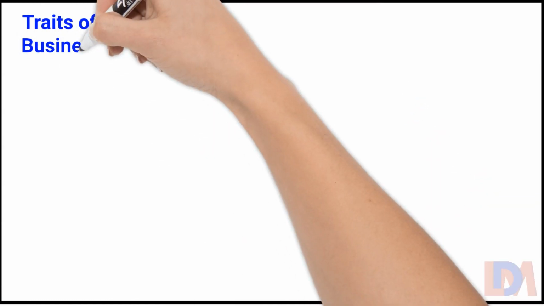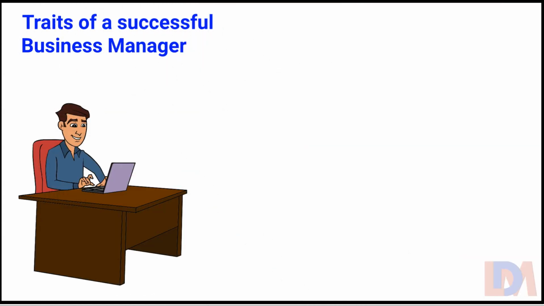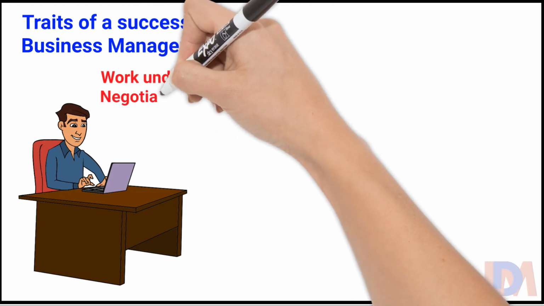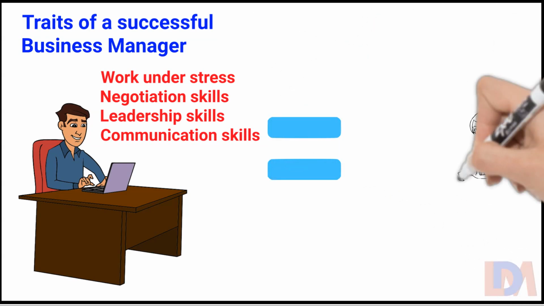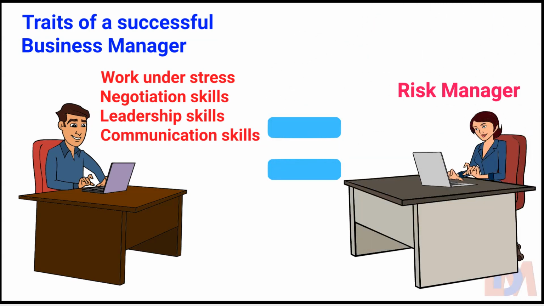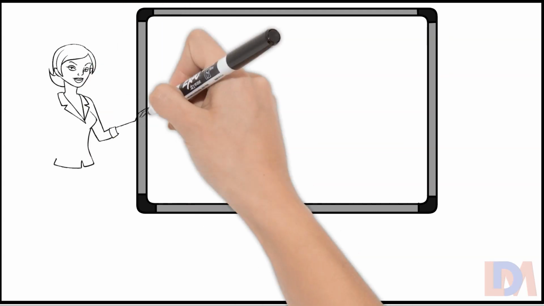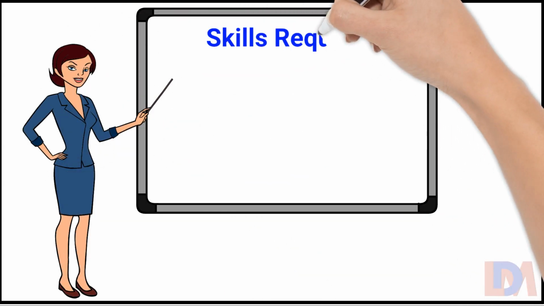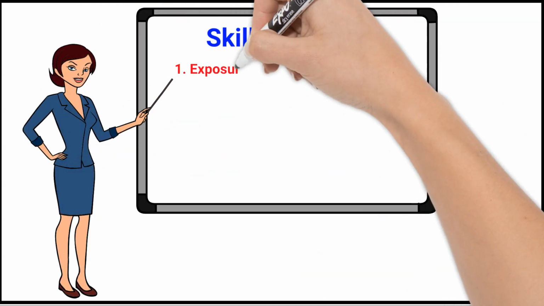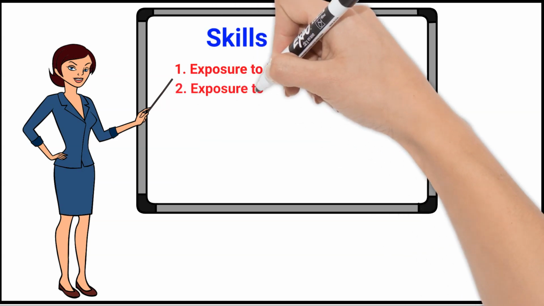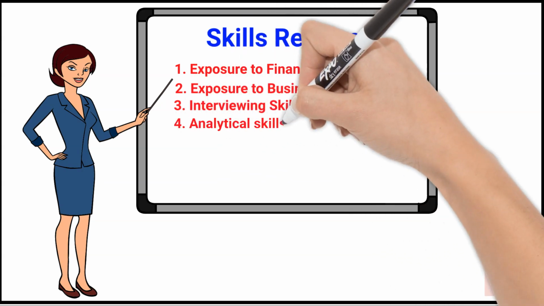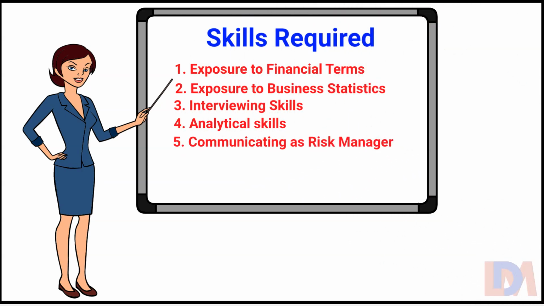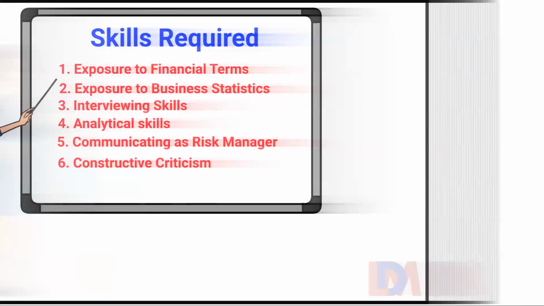managers. A successful business manager should be able to work under stress, and should possess negotiation skills, leadership skills, and communication skills, which equally holds good in case of a successful risk manager as well. However, risk managers need more skills specific to the risk management, which include exposure to financial terms, exposure to business statistics, interviewing skills, analytical skills, communicating as risk manager, and constructive criticism.